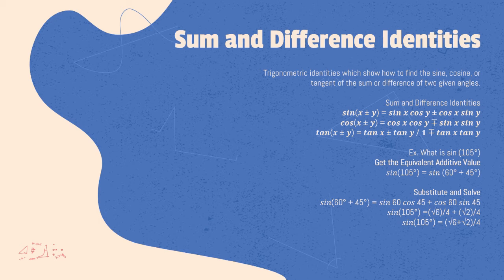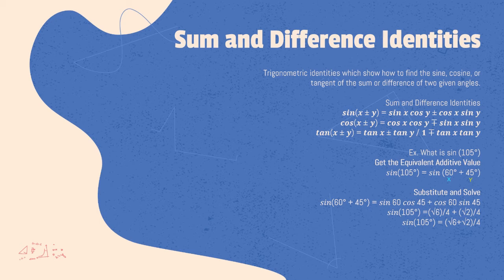For example, we have: what is sine 105 degrees? So first we need to get the additive value. So basically we need to find two different numbers which, when added, are equal to the number inside the given parenthesis, which is 105. So now we have sine of 60 degrees plus 45 degrees, because when added together it's equal to 105. So we have 60 degrees as our x and 45 as our y.